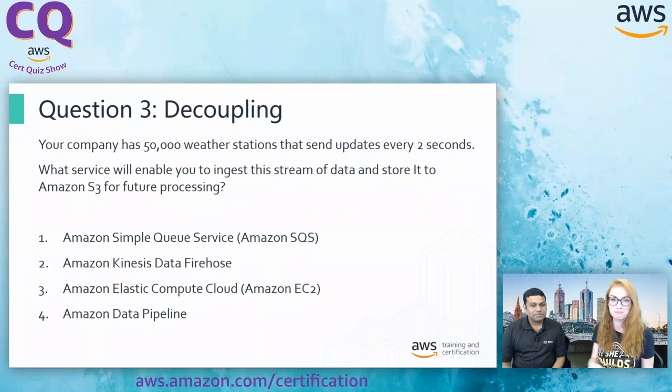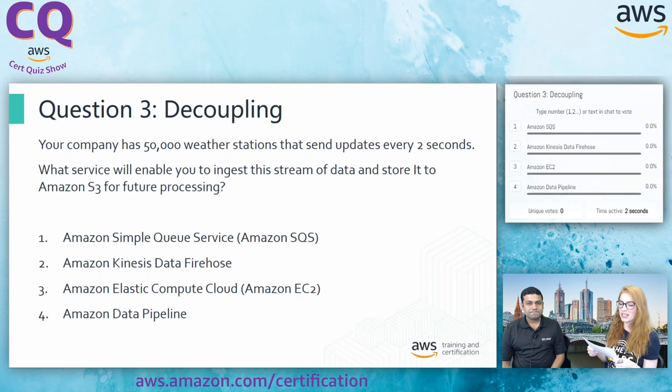Yes. Perfect. All right, let's jump to question three. Decoupling. Ready? Yes. Your company has 50,000 weather stations that send updates every 2 seconds. What service will enable you to ingest this stream of data and store it to Amazon S3 for future processing? Excellent. So, again, going by my tip, you start with the question: which service will help you ingest data and send it off to S3? And then you read the scenario, 50,000 weather stations every 2 seconds. So we're looking for speed as well here. Correct.